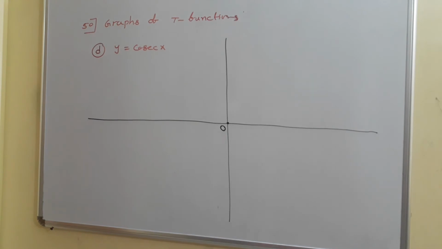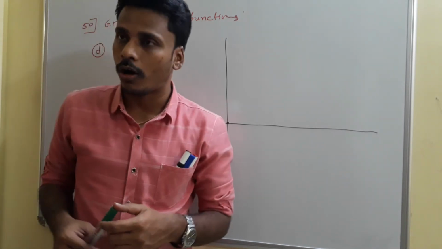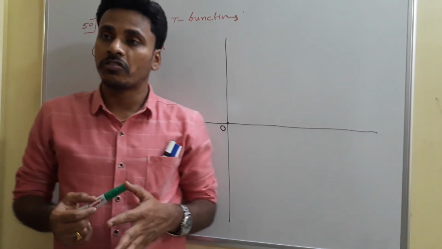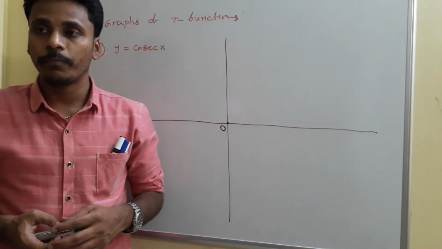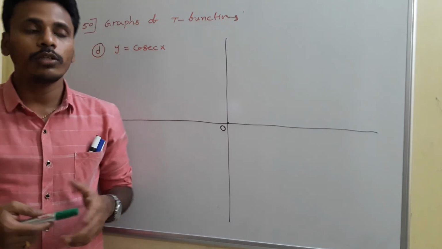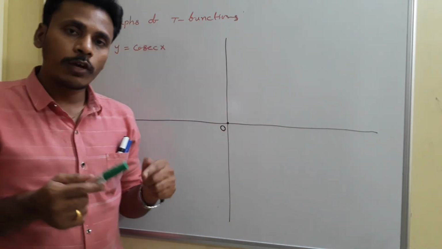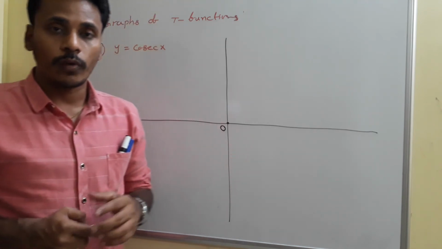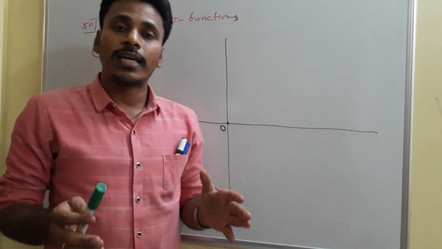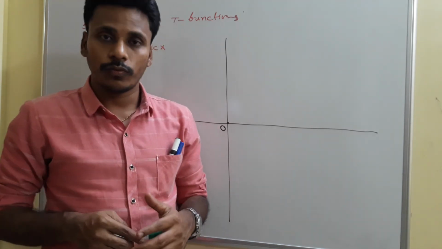Now we are going to sketch the graph of cosecant x, and this graph is much different from sin and cos as well as from tan and cot, because the values of cosecant x are very varied actually. These values won't lie between minus 1 and 1. We know that sin x values are between minus 1 and 1, but the values of cosecant x won't lie between minus 1 and 1. The values of cosecant x are either less than minus 1 or greater than 1.